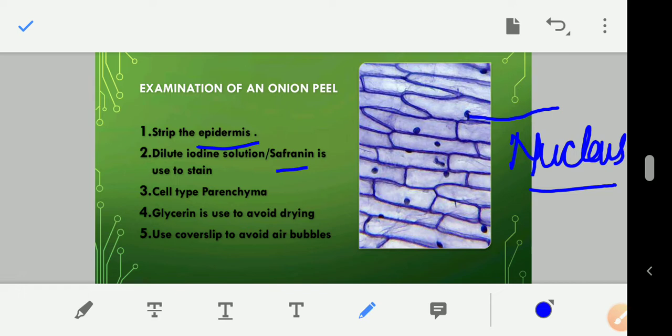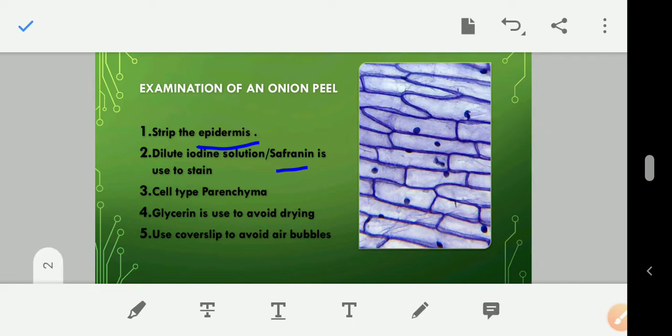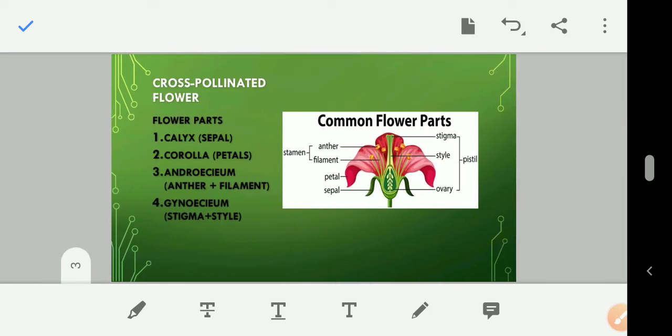Now what precautions do you have to take? Glycerin should be added while making the slide to avoid drying. We should use a cover slip to avoid air bubbles. So all these 4-5 questions are very important for viva.